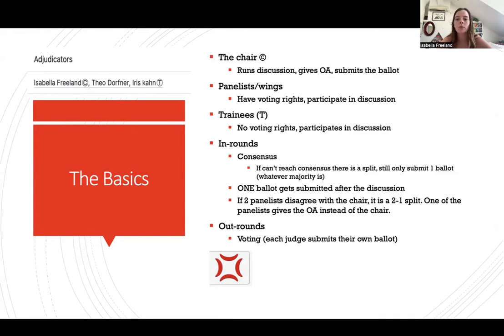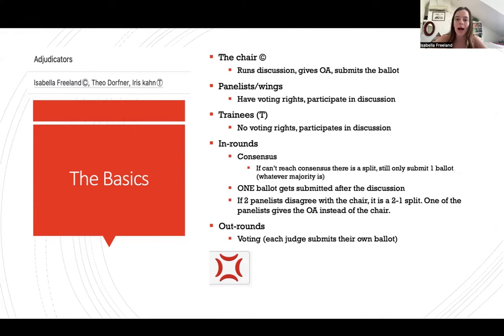The chair is the person who leads the adjudication. They're the one who'll give the oral adjudication. That's where you get taken through the debate and the result, after the debate, for about 10 minutes. They are the one that submits the ballot, and they're the one that's expected to run the discussion, so ask the questions to the panels and facilitate all of that.